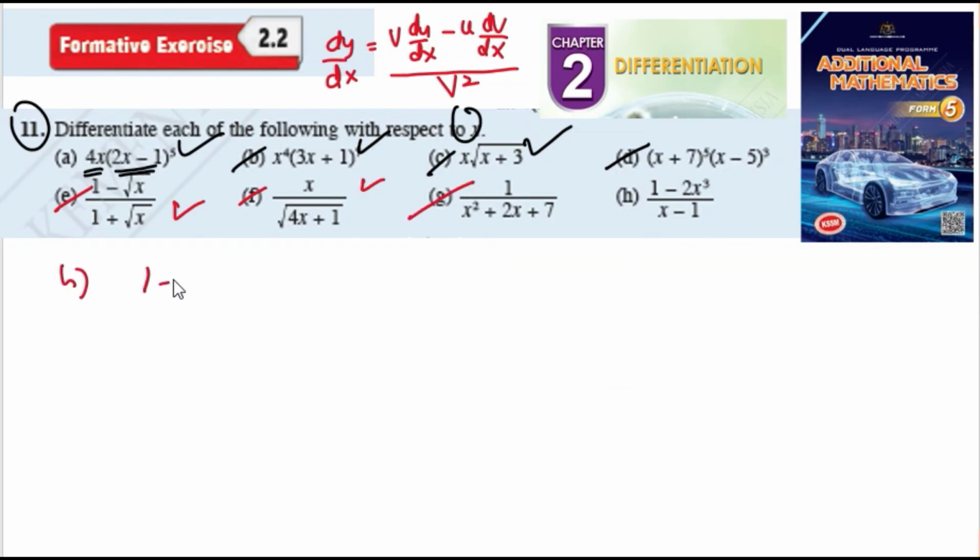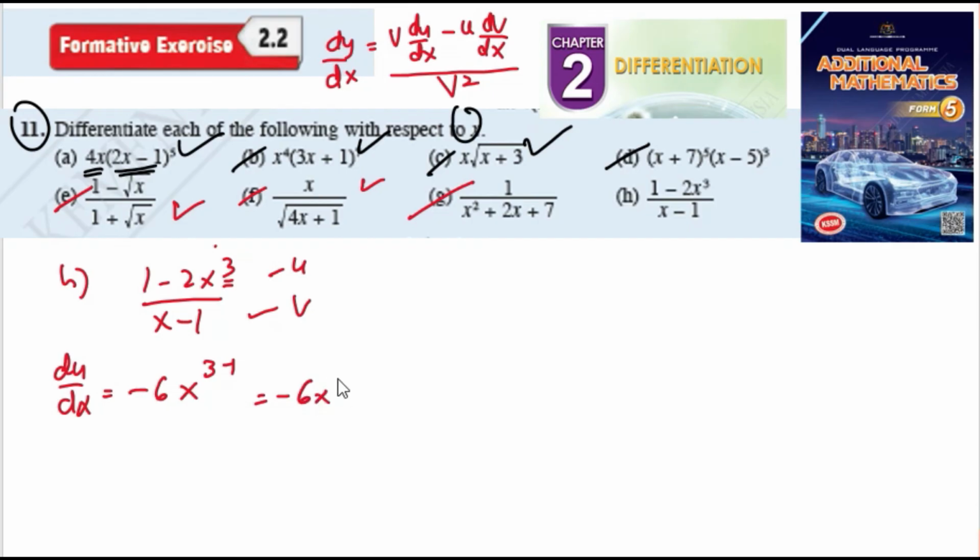Next, y equals 1 minus 2x cubed divided by x minus 1. So this one is u and this one is v. So du over dx is equal to, when you differentiate negative 2x cubed, we bring this one down, 3 times negative 2, you get negative 6. And then you minus the power by 1. So 3 minus 1, you get negative 6x squared. So here dv over dx, when you differentiate x, you get 1. Differentiate negative 1, you get 0.